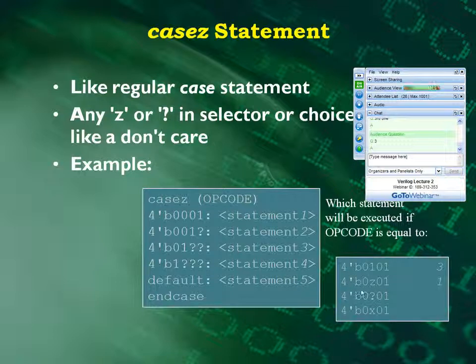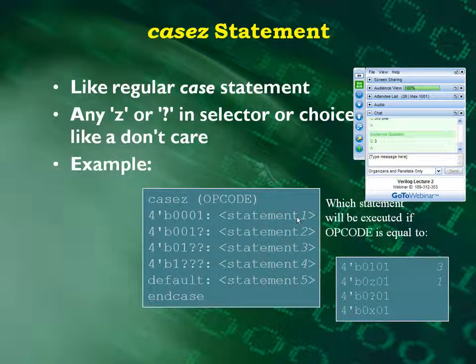So let's look at the next one here. Oops, I clicked your answer too soon. Let's look at 0Z01. All right, the 0 matches. The Z will match, since it's a don't care. And then 01 matches, so immediately it's the first one. So now what about the next statement?